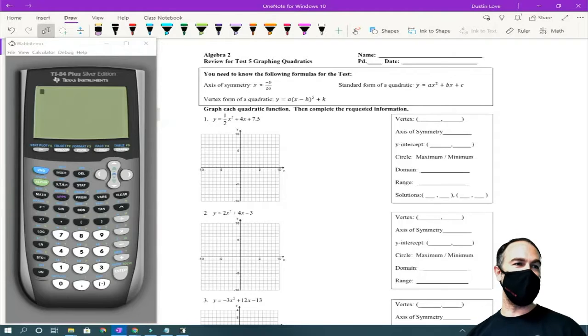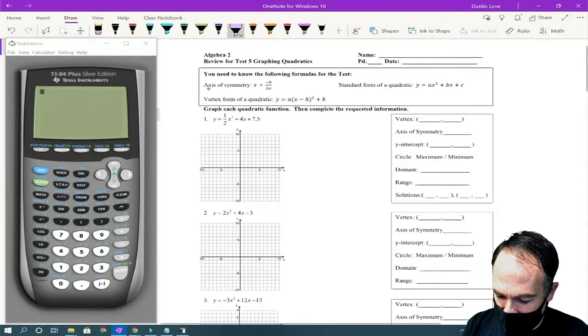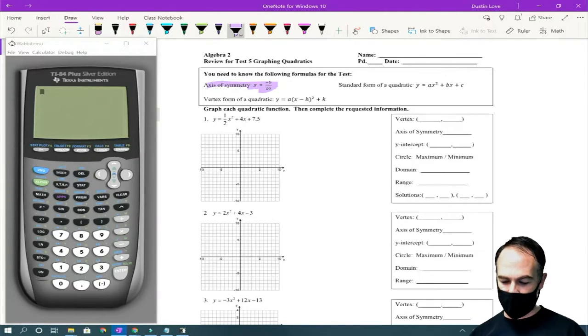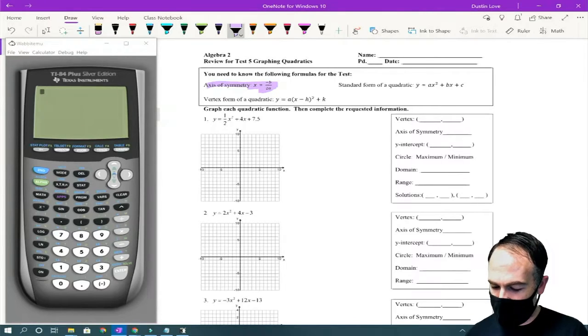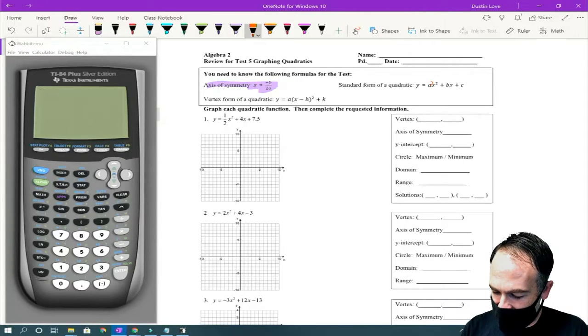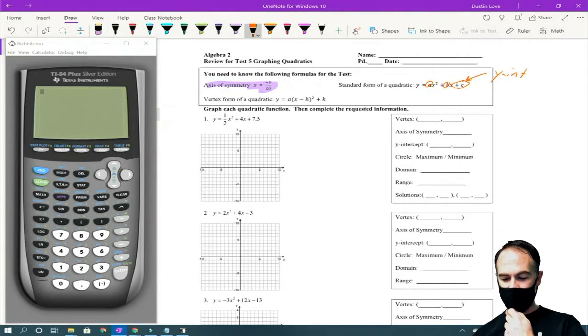So first thing we want to do, make sure you have some of your formulas down. Key ones you need to have is axis of symmetry: x equals negative b over 2a, extremely important, going to be used all the time. Also, know the difference between your vertex and your standard form. Standard form, remember a, b, and c are just the coefficients of x squared, x, and then c is the constant. Remember, c is also very important because that is the y-intercept of a graph.